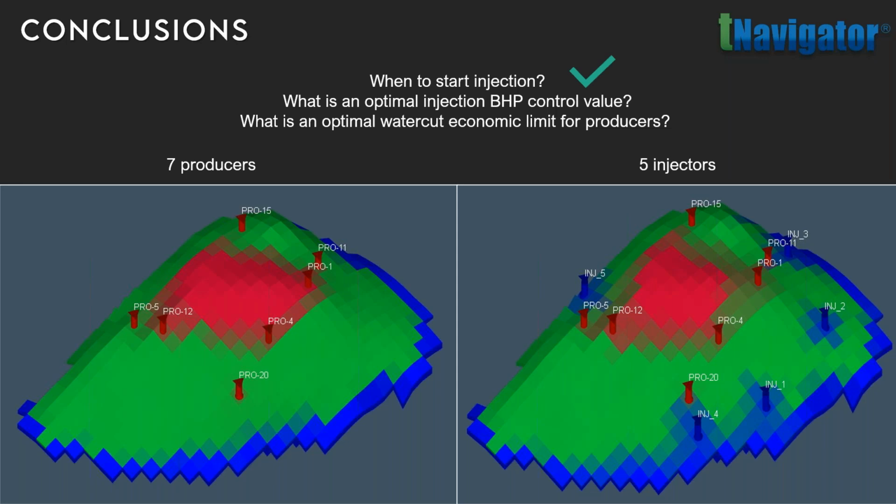We also looked at what would be the optimal injection BHP control value. So we picked up several cases. And finally, what would be the optimal water cut economic limit for producers? Again, we picked up some cases and looked at different combinations. It's very difficult to do manually, especially if you start having more different parameters involved. Trying to find the combination, you need to go through a lot of changing, checking, and so on. So having an option to do it automatically can give you a lot of freedom.